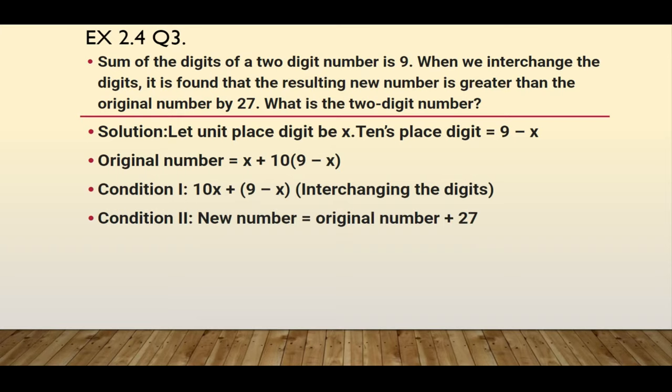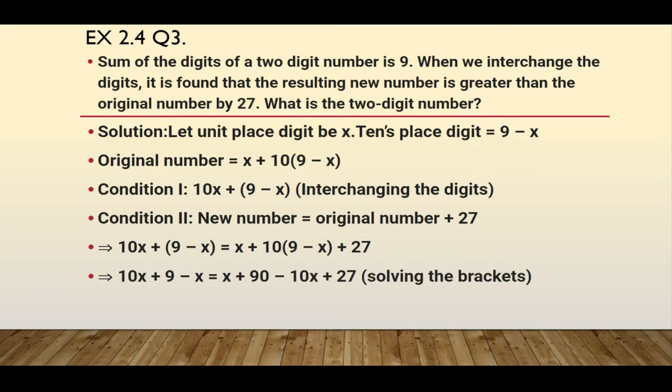Now, according to the condition given in the question, the new number, the interchanged number, is 27 more than the original number. So it's basically the original number plus 27. We'll change this word equation into an algebraic equation. So we'll have 10x plus 9 minus x is equal to x plus 10 times 9 minus x, plus 27.